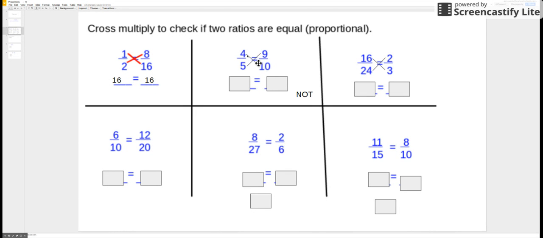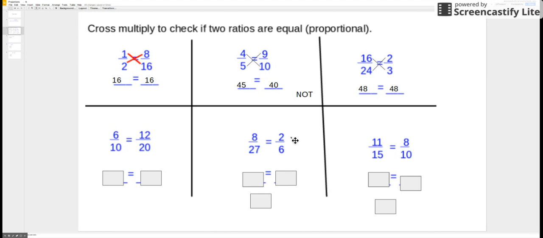Let's look here. We have 4 times 10, which is 40, and 9 times 5, which is 45, right? Well, 45 does not equal 40, so this is not proportional. Okay, let's look at this next set of ratios. We have 16/24 is equal to 2/3. Well, let's just multiply across. You have 16 times 3, which is 48, and 24 times 2, which is 48. So these two are proportional. All I'm doing is multiplying and seeing if I'm coming out with the same number on either side.